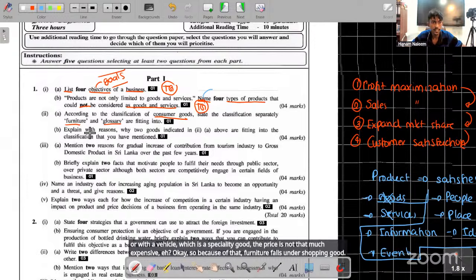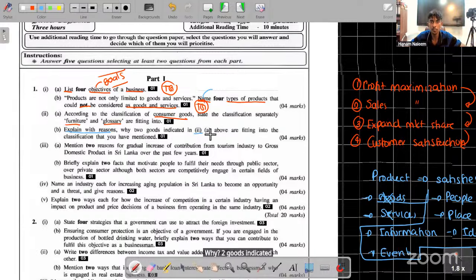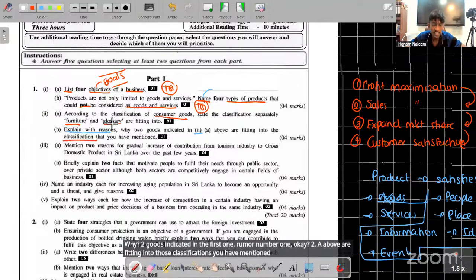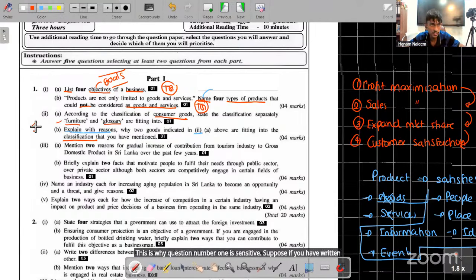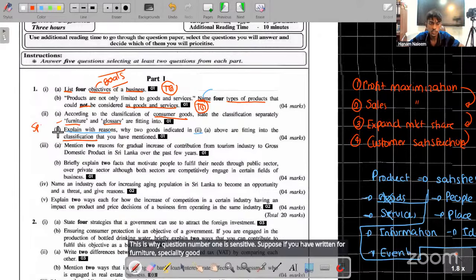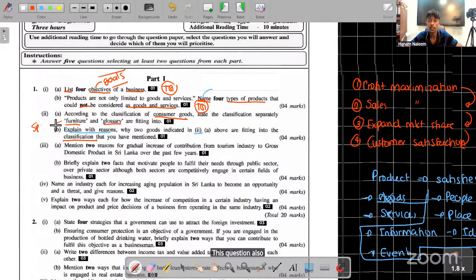Next one. B. Explain with reasons why the two goods indicated in the first one, Roman number 1, 2 A above, are fitting into those classifications you have mentioned. So they are asking you all to prove why you said furniture is shopping, why you said grocery falls under unsought. Careful, this is why question number 1 is sensitive. Suppose you have written furniture as a specialty good, this question is also wrong. B also wrong.